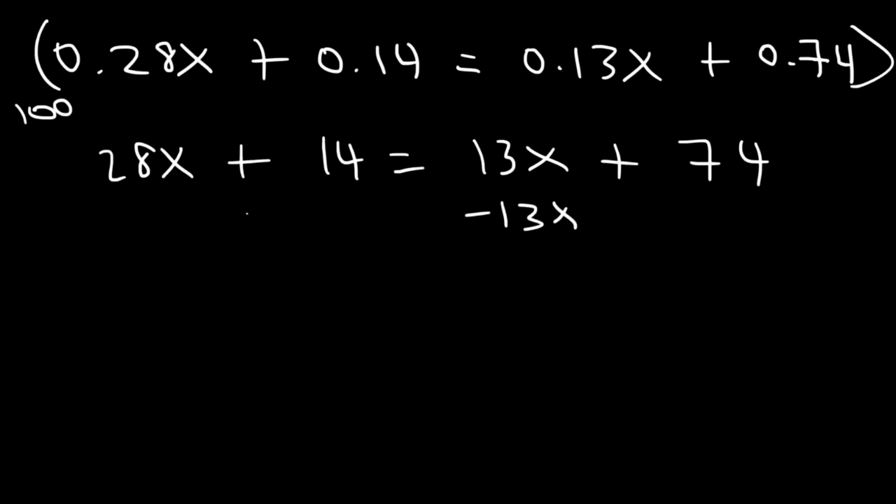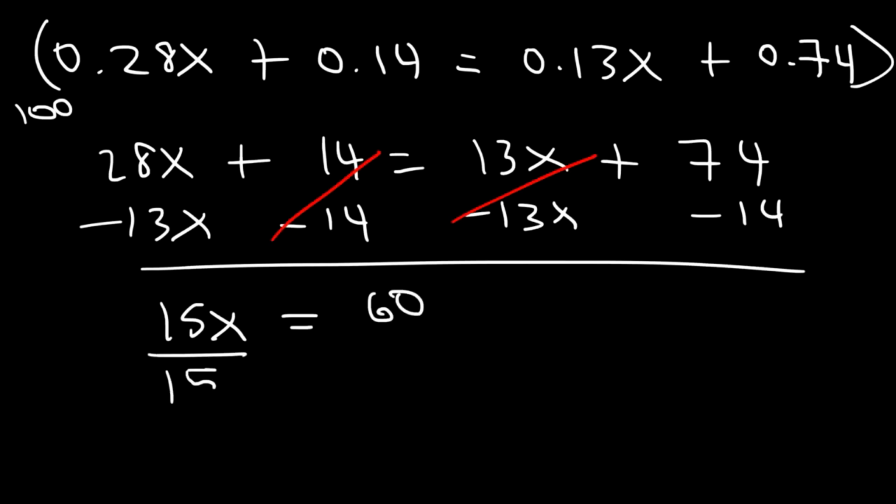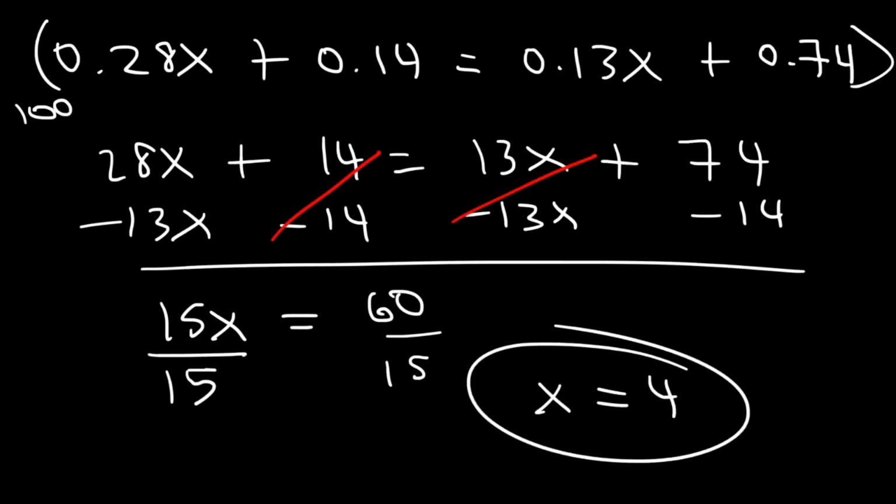And now we just got to solve. Let's subtract both sides by 13x and also by 14. So 28 minus 13 is 15. 74 minus 14 is 60. 60 divided by 15, that's equal to 4. And that's the answer for this problem.